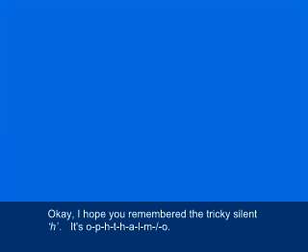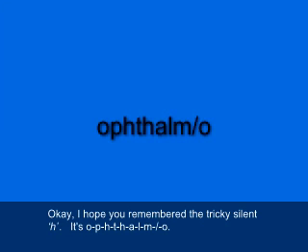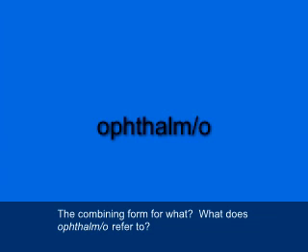Okay, well, those are the general word parts related to eyes. And as always, we're going to go ahead and do some practice. First of all, spell the word part ophthalmo. Okay, I hope you remembered the tricky silent H. It's OPHTHALM/O, the combining form for what? What does ophthalmo refer to?